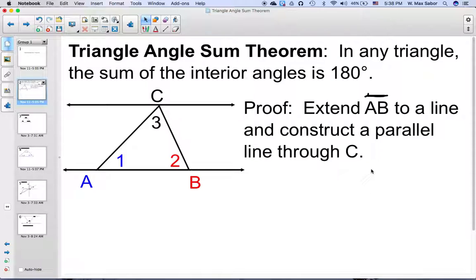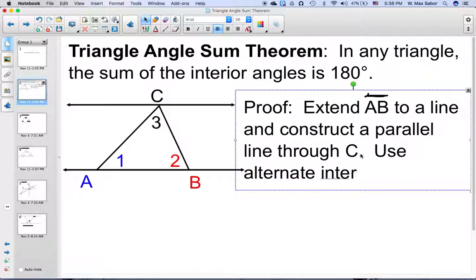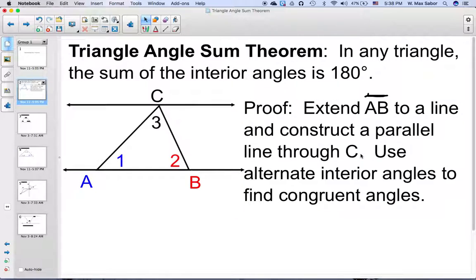Now, use alternate interior angles to find congruent angles. So angle 1 is alternate interior with this. So that's, I'm going to write as 1. And angle 2 is alternate interior with that, so I can write a 2 there.